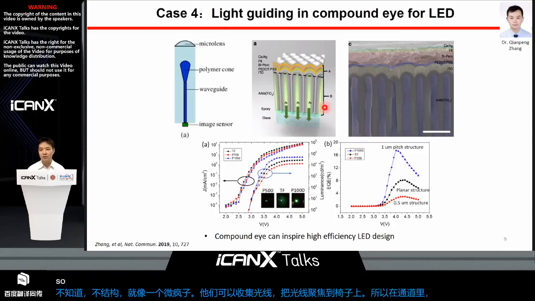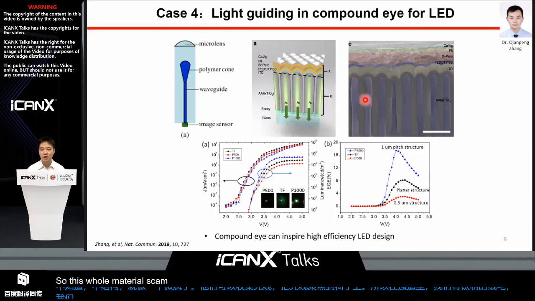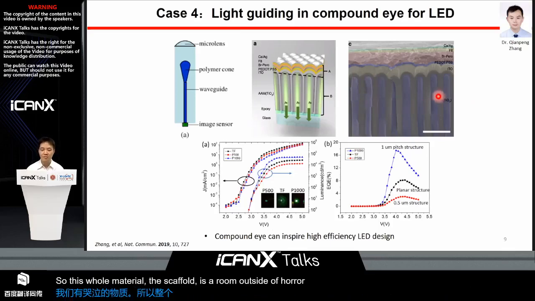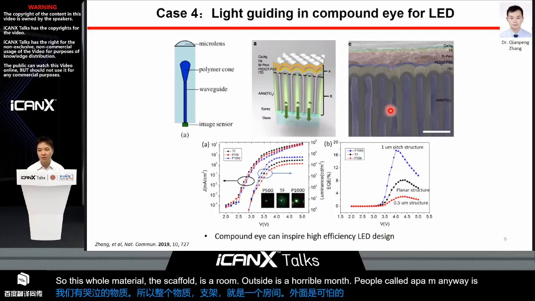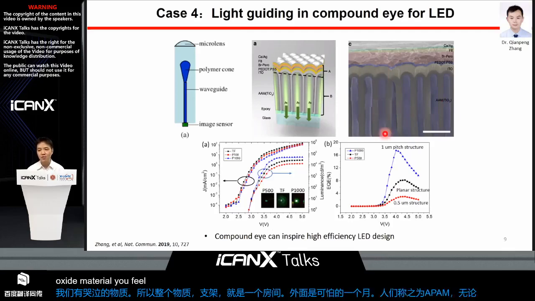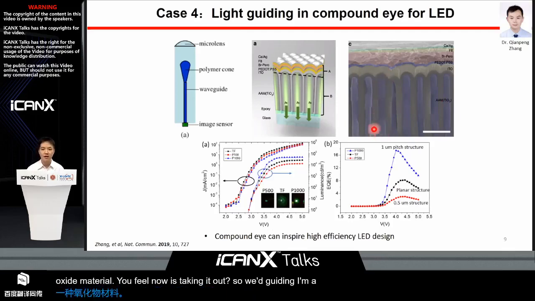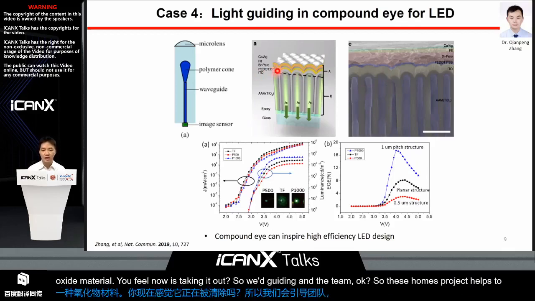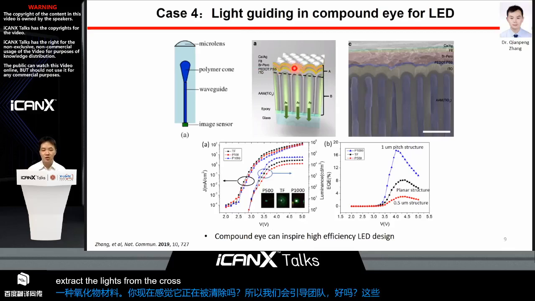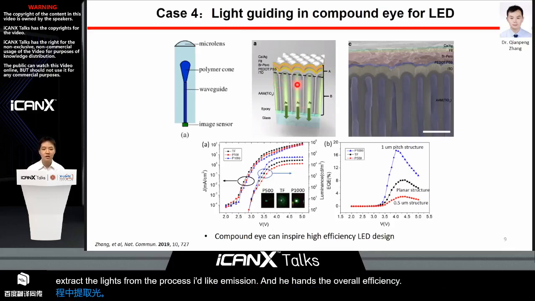So this whole scaffold is aluminum oxide. It's a porous aluminum oxide, or people call it PAM or AAM. Anyway, it's an aluminum oxide material, and you fill it up with titanium dioxide waveguiding material. Okay, so this whole structure helps to extract the light from the perovskite light emission layer and enhance the overall external quantum efficiency of the LED.